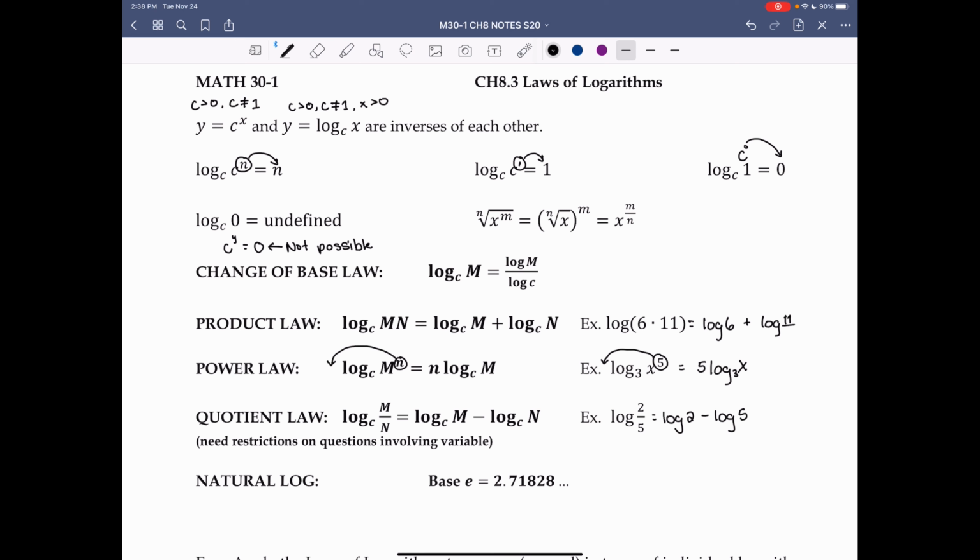Natural log. The natural log is written ln, and it means log base e. And e is just a specific number. It's like pi. It continues on forever and ever, just like pi. But e is 2.71828... So it's just a number. And the natural log is log of base e.